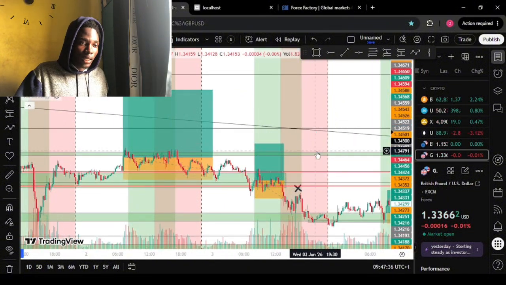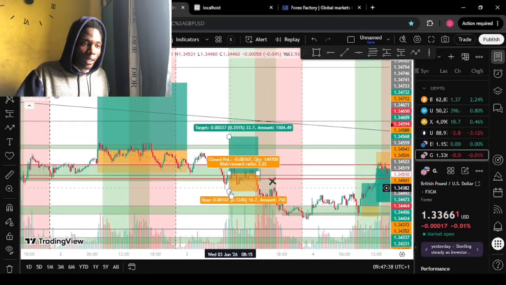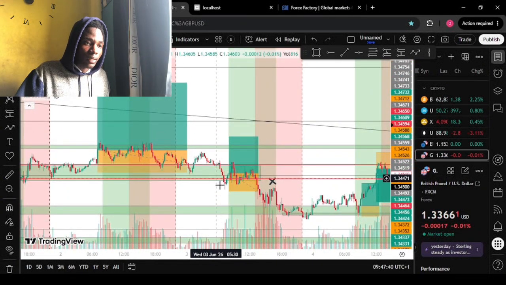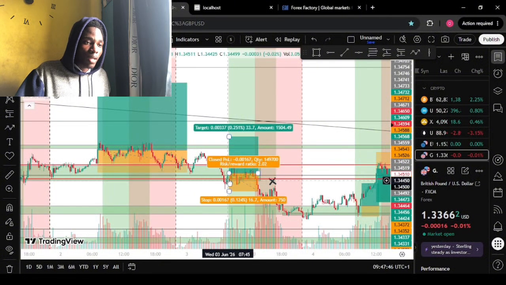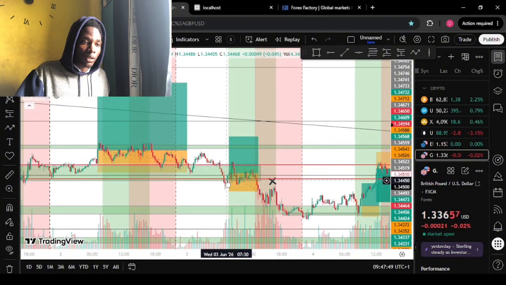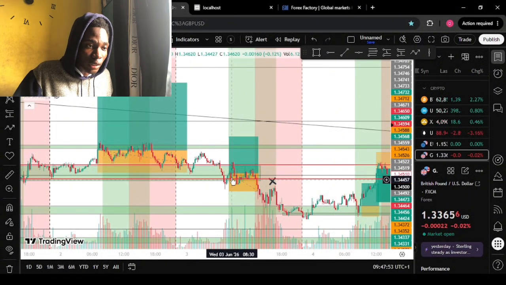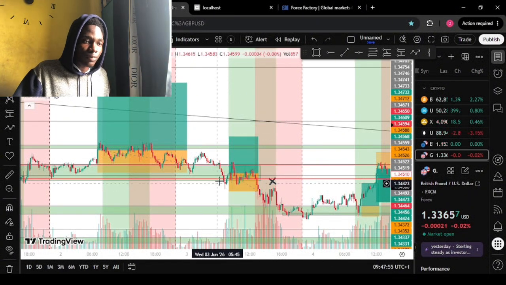Then the second day came. This is the low of the week. I saw something like a morning star forming here, and I saw that it closed above this low of the week, so I locked in the position immediately. I saw the bullish presence in the market around this region.